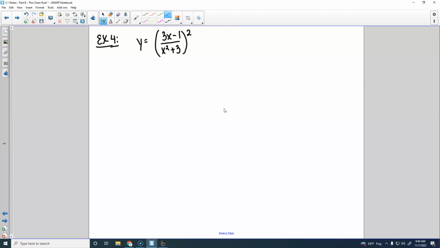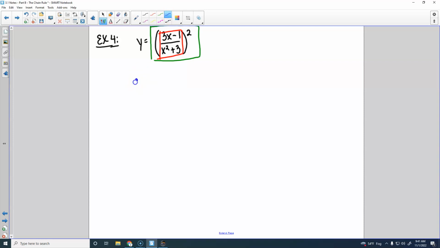All right, so for this one, we have y equals 3x minus 1 over x squared plus 3, and all of that is squared. So this is a little bit like the one we did for the warm-up, but we don't have a natural log. Our outside function is that this stuff is being raised to the second power. Our inside function is our 3x minus 1 over x squared plus 3. So the inside part is where we're going to have to use quotient rule. The outside, we do not.